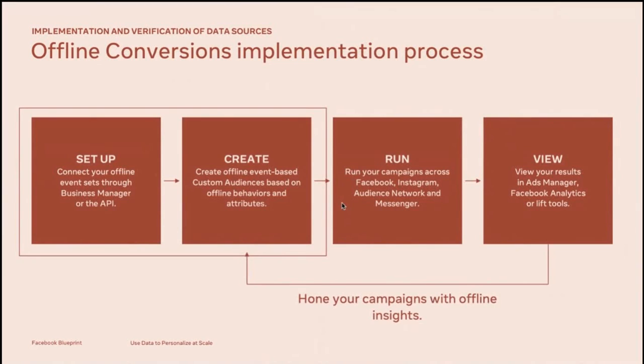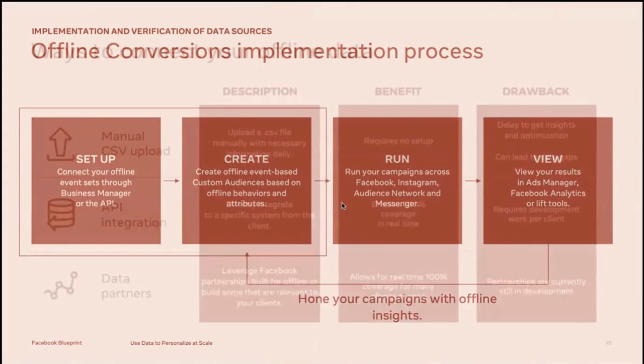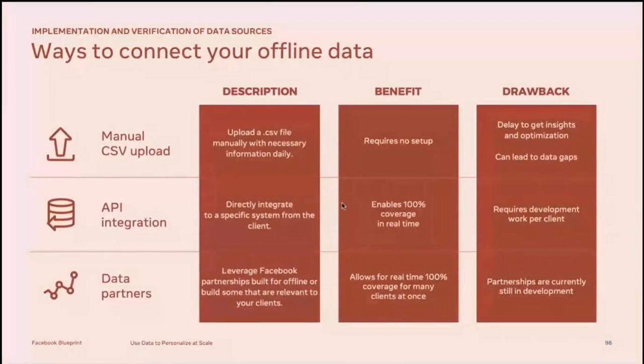And with these insights, you can tailor your campaign to help you drive the results that you want. There are three ways to upload the offline data. You can upload a manual CSV, which is on a daily basis. You can upload a CSV file with all the transactions that happen in your store, and then the system will map it. You can do an API integration, which is a one-time thing.